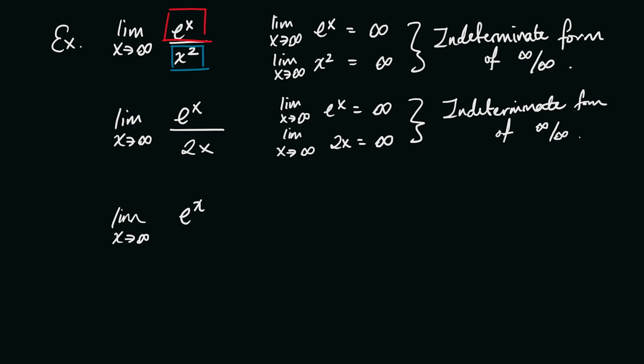So we're going to write that on the top. And now the derivative of 2x, what is that? The derivative of 2x is just 2. So 2 as a denominator, right? And of course, once we solve this for infinity, right?